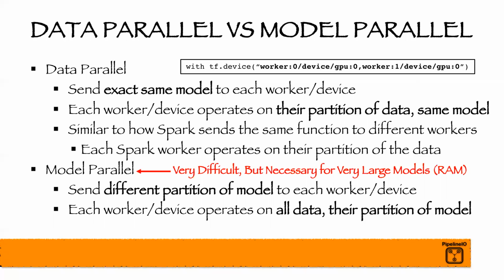For the model parallel, this is for super large models that won't fit inside of one GPU's memory, because these are 12 gig or possibly 16 gig, something like that. So for that, you can only put parts of that same model. You have to split the model up. And then each worker sees all the data, but has just one part of the model.